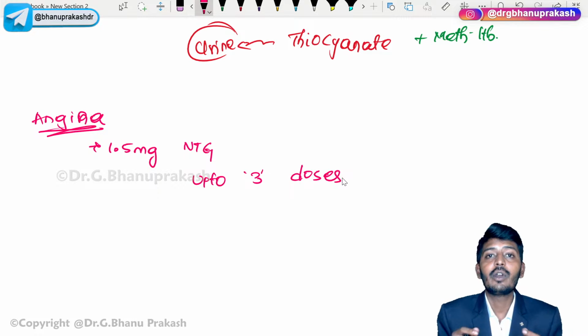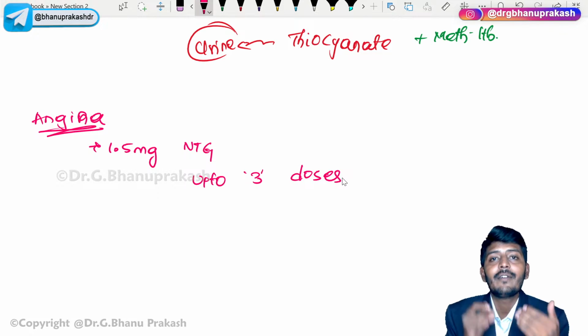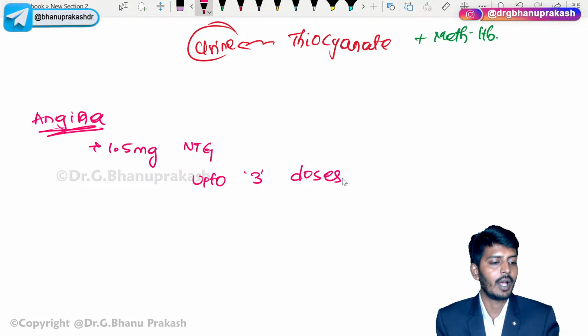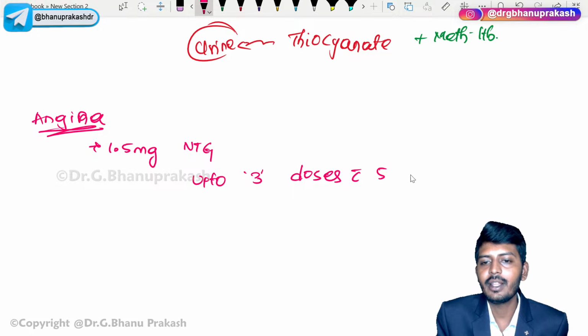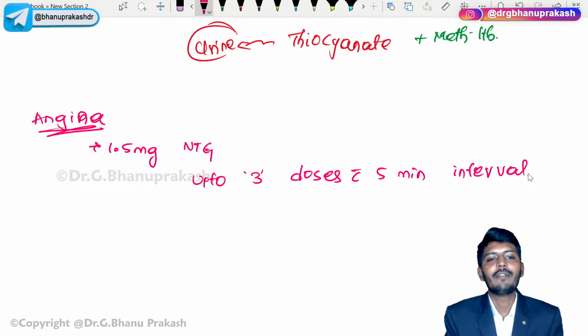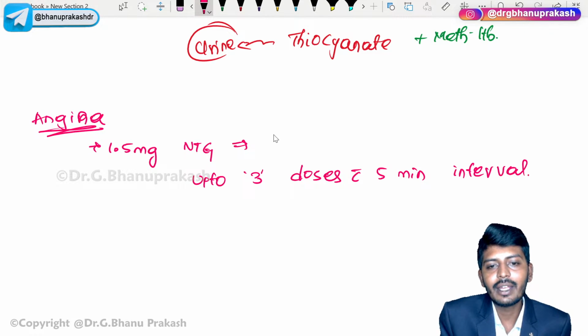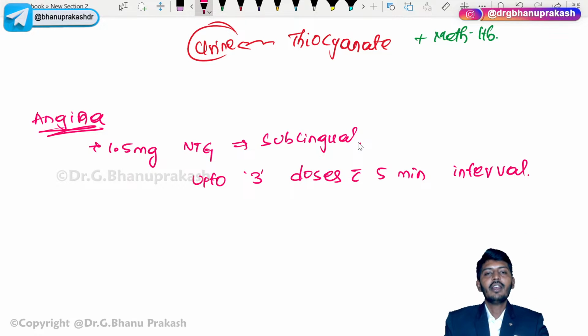Now you are going to ask, sir, first dose I gave, pain did not reduce. Second dose I'm giving, pain did not reduce. Third dose also I'm giving. How long should I wait from one dose to another? You must wait 5 minutes between doses. And how we give it is sublingual administration. So this is the use of nitroglycerin in angina.